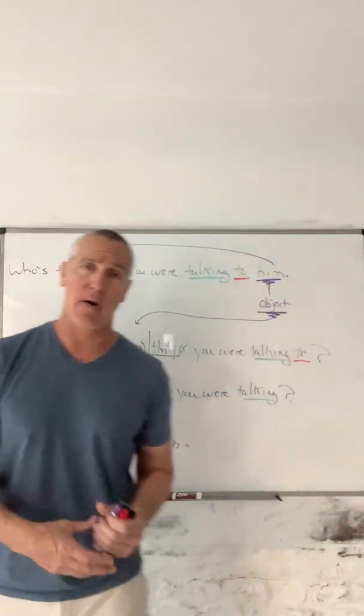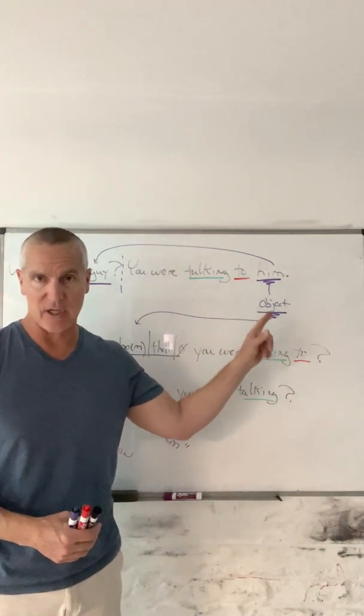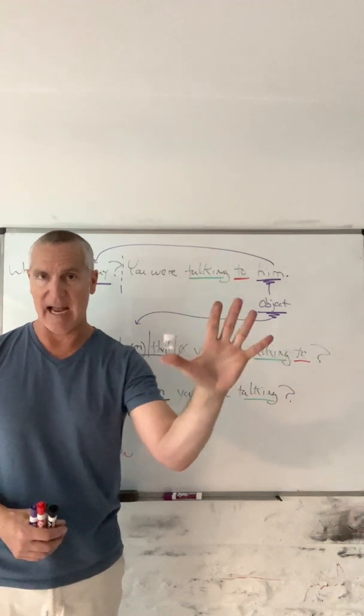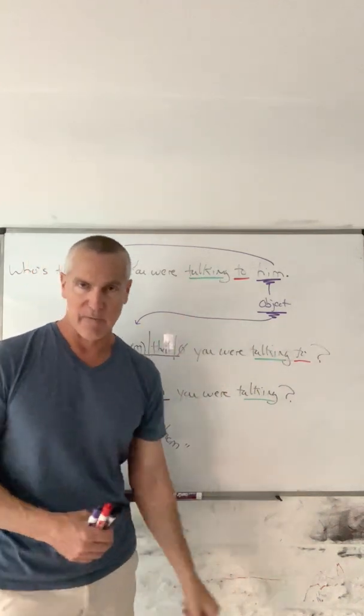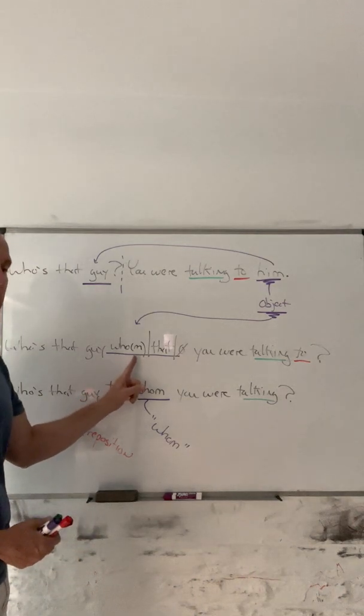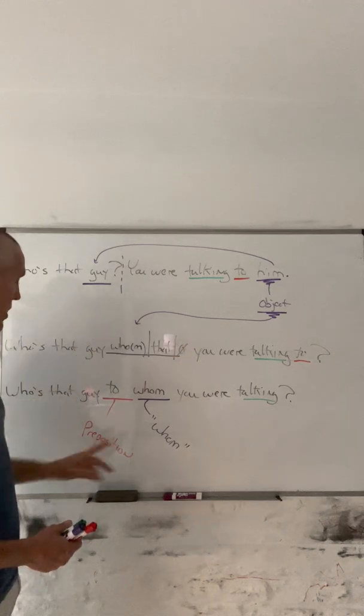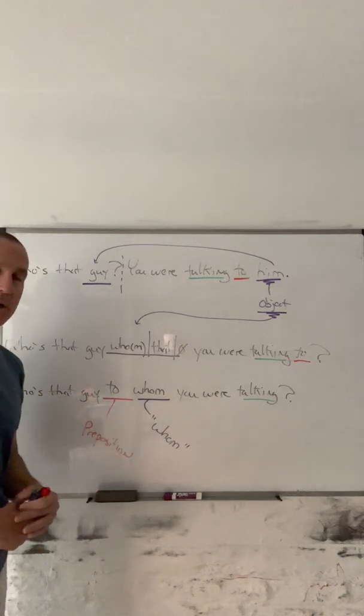Okay, so now we have, when it's a person and we have a verb preposition combination, 5 possible options for the adjective clause. Who's that guy who you were talking to? Who's that guy whom you were talking to? Who's that guy that you were talking to? Who's that guy you were talking to? Who's that guy to whom you were talking?